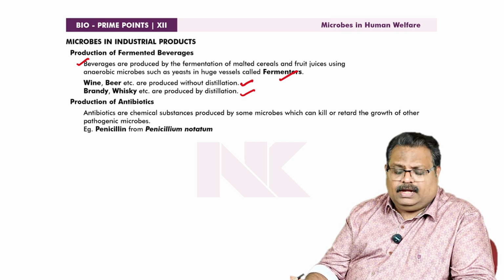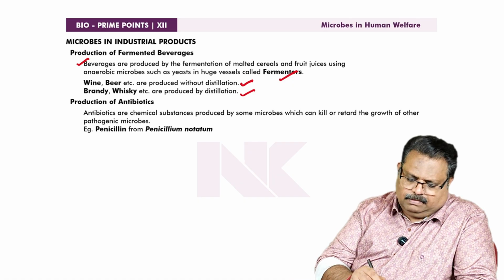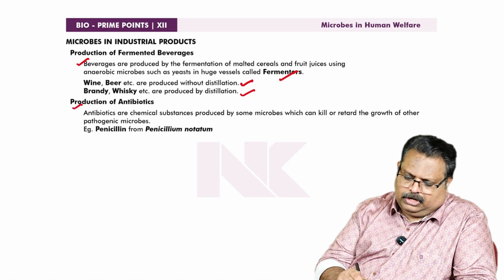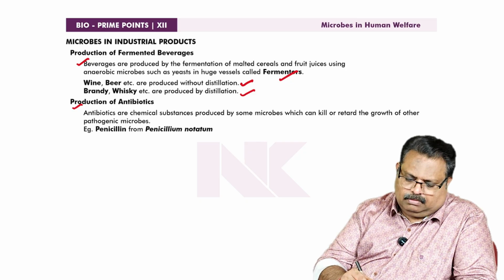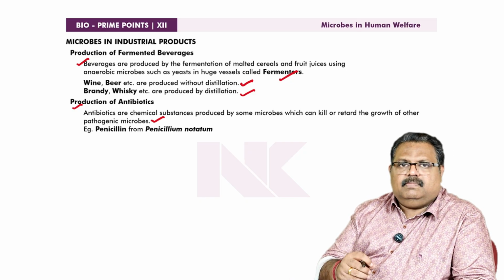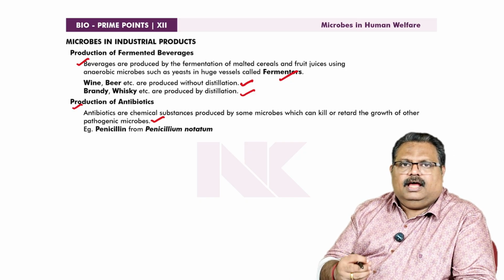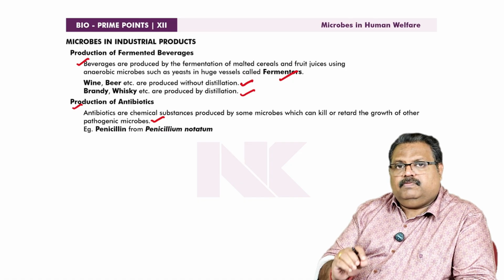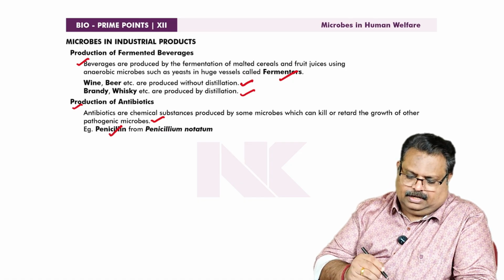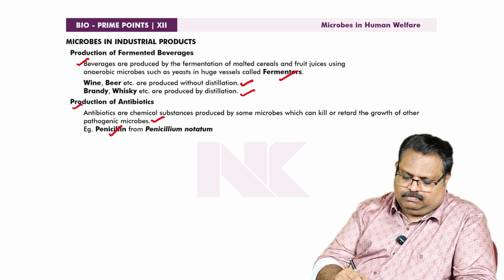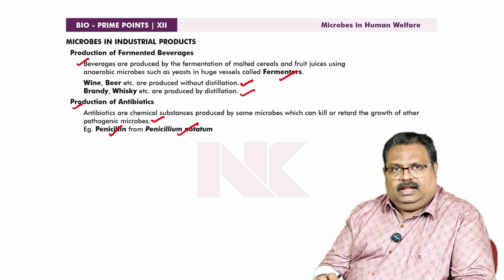Then comes production of antibiotics. Antibiotics are chemicals produced by some microbes which can kill or retard the growth of other pathogenic microbes. For example, some special fungi are producing some chemicals which prevent the growth of pathogenic bacteria. Example, penicillin is a chemical produced from a fungus called Penicillium notatum.